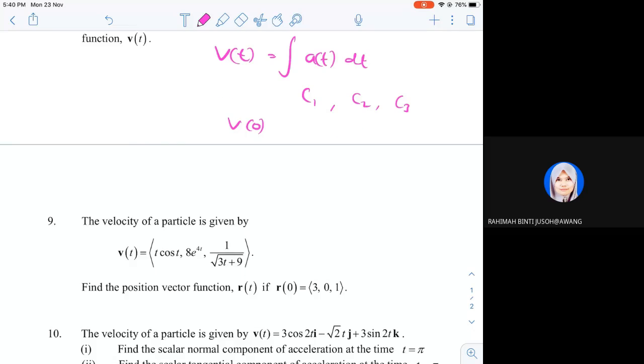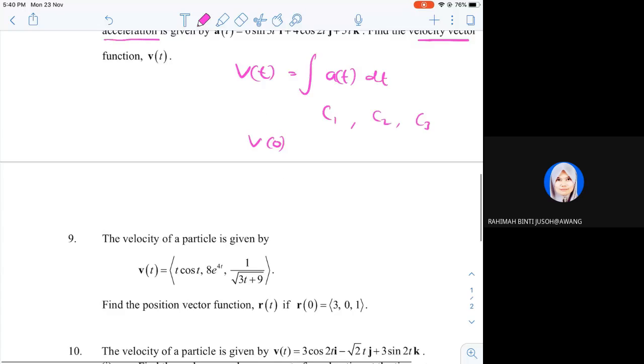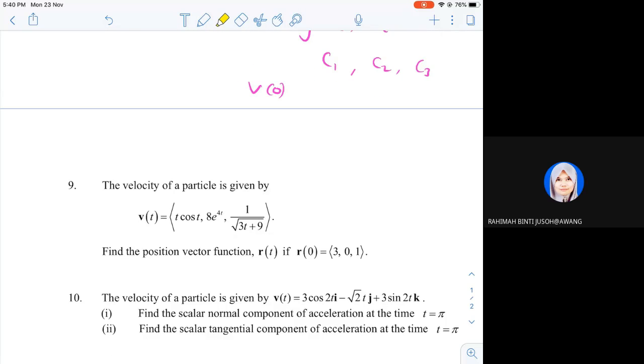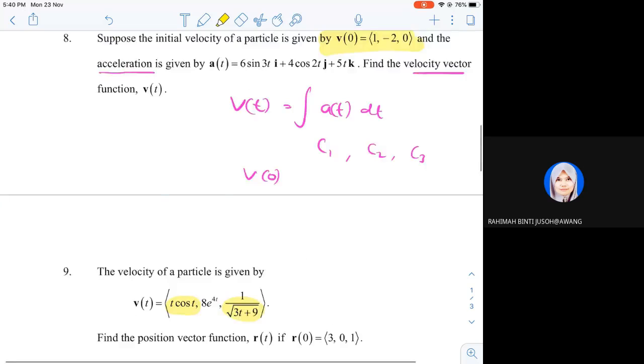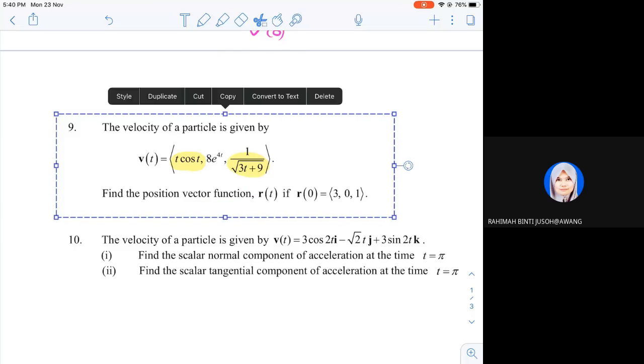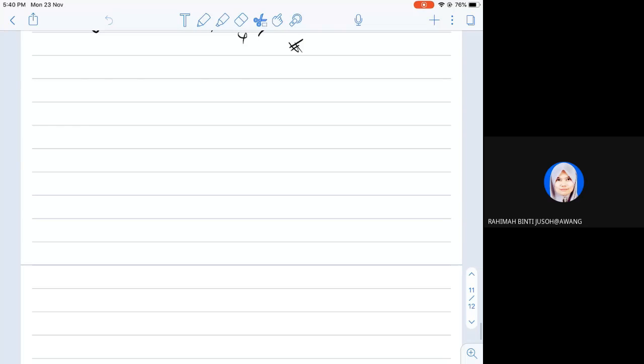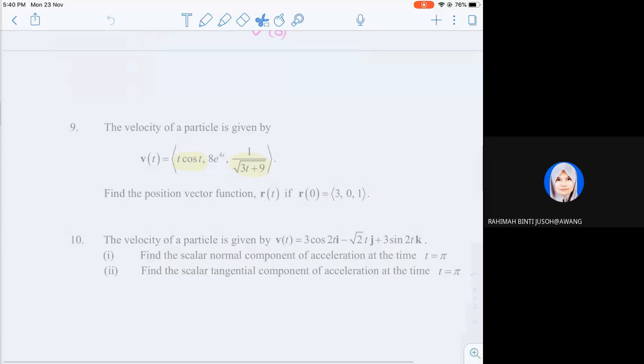Alright. I will explain question number 9 because it's a similar step, but the function here is much more complicated compared to question number 8. So let us proceed to question number 9. It's okay guys, I will give the answers in the WhatsApp group for all the questions. You just need to pay attention in this class so that you understand the steps. Let me erase this first.